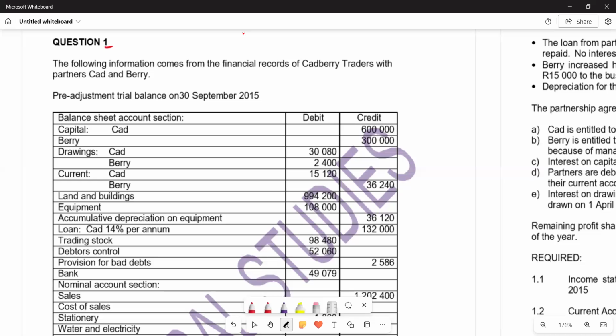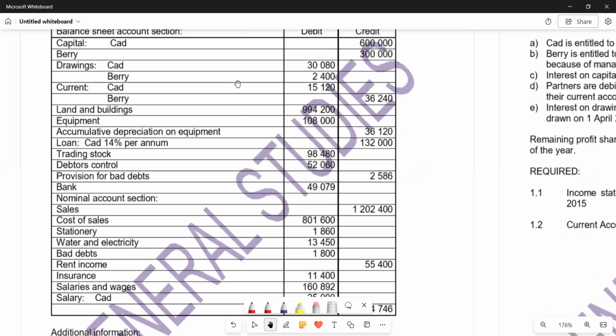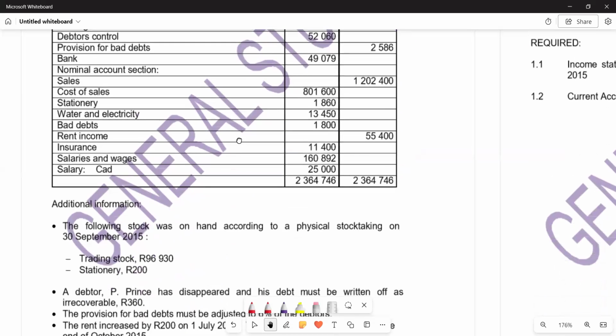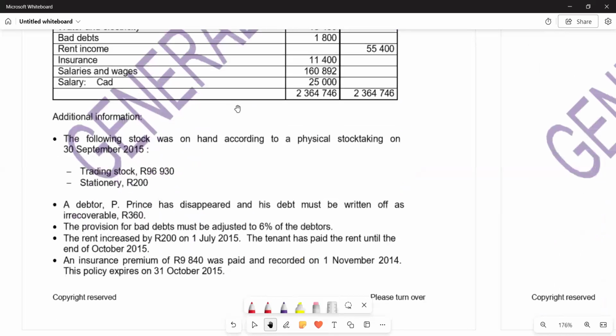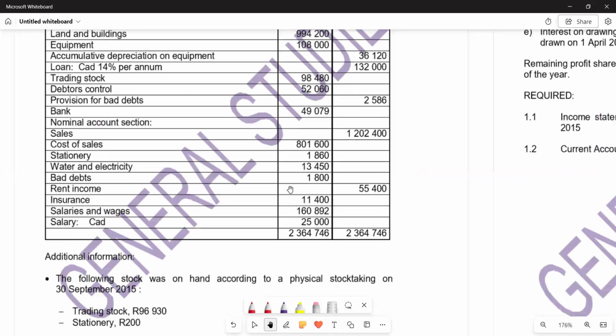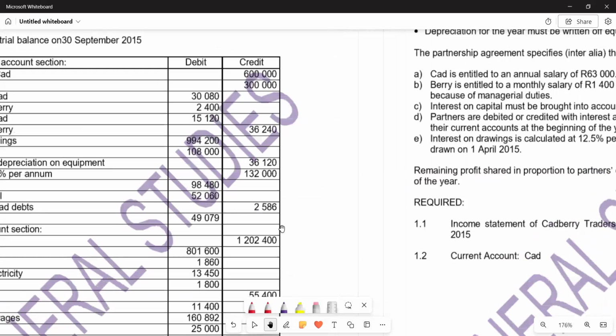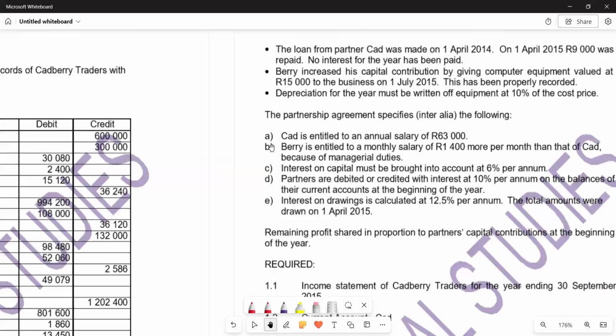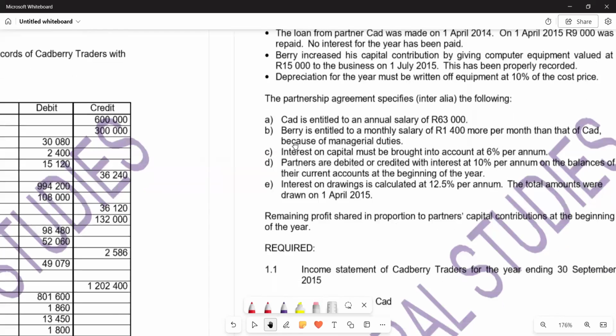So we are given that pre-adjustment trial balance, and these are the balances that we have. We can just go down trying to see what we have in the pre-adjustment trial balance. Then we are also given the additional information beneath that trial balance. So we can just go through this information before you start to answer the question. For the sake of this video, we are just going to rush through and you see the information. But in the exam, you need to read everything before you answer so that you can understand what is required. Also, we have a partnership agreement here.